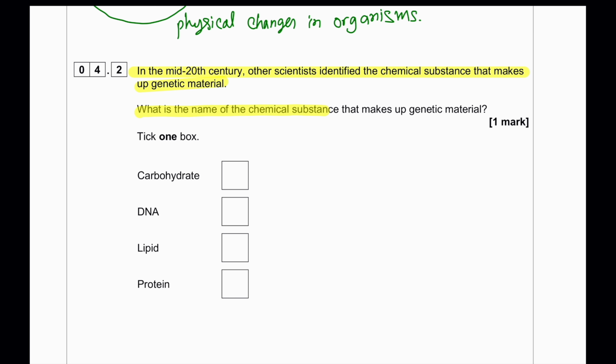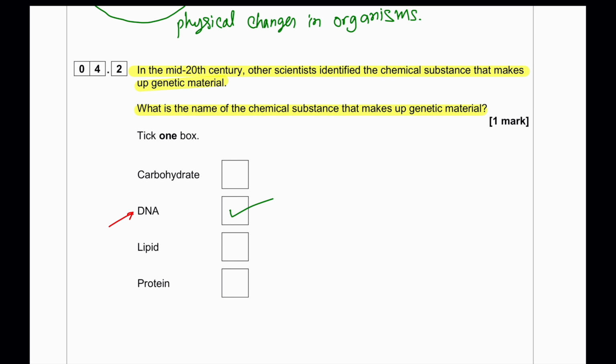In the mid-20th century, other scientists identified the chemical substance that makes up genetic material. What is the name of the chemical substance that makes up genetic material? Now, genetic material is made from definitely DNA. So what is DNA made out of? DNA is made out of nucleotides. And let's see why the other ones are not correct.